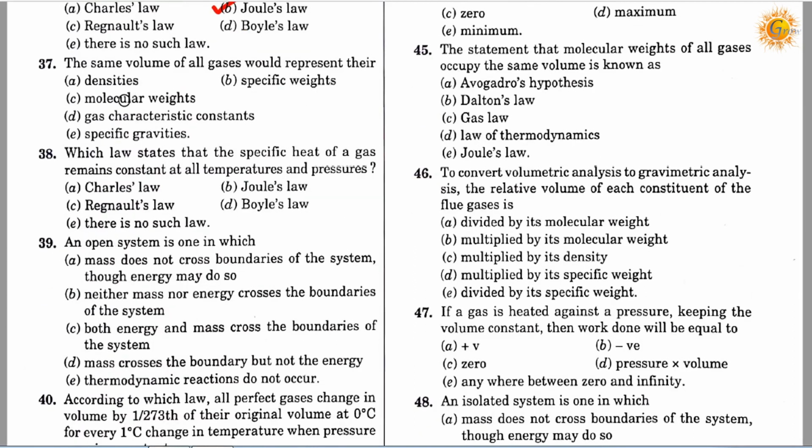Question number 37. The same volume of all gases would represent their option A densities, option B specific weights, option C molecular weights, option D gas characteristic constants, option E specific gravities. So the correct answer is C. It's molecular weights.